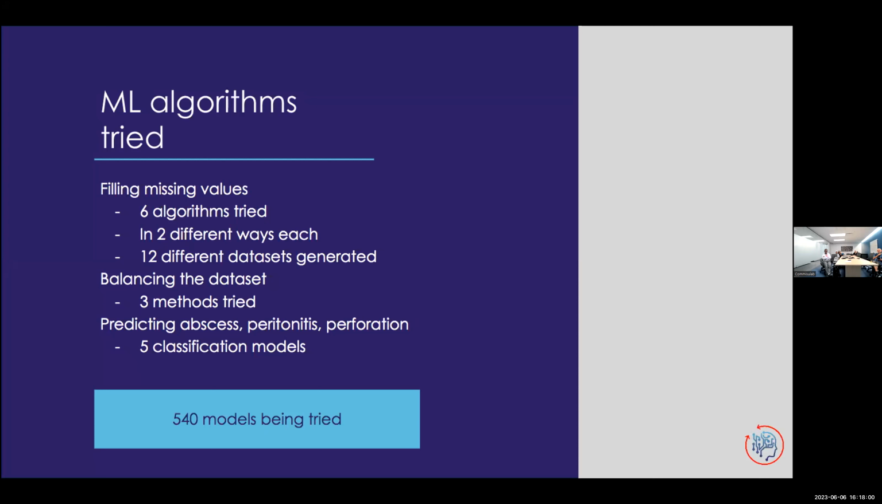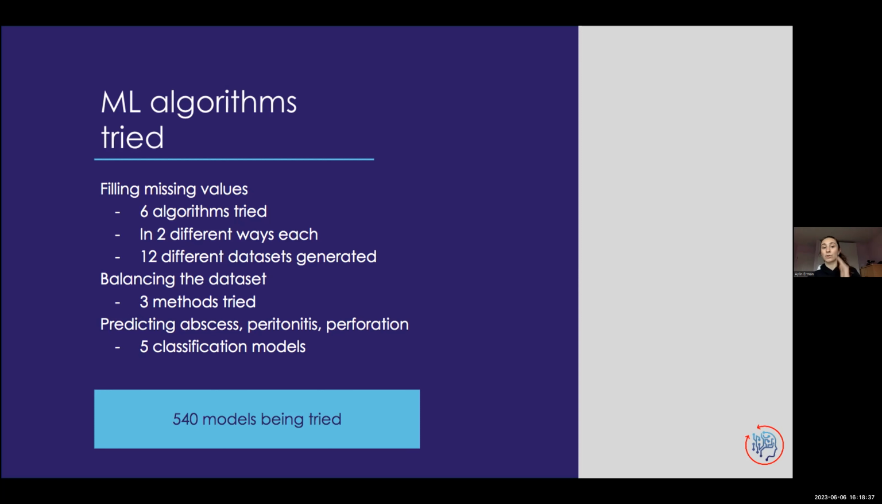For the machine learning algorithms that I've tried to fill in the missing values, 6 different algorithms were tried in 2 different ways each. I'm not going to go into the 2 different ways, just to keep it simple. But what you need to know is that there are 12 different data sets generated. If you use a different machine learning model, it'll potentially predict things in different ways, and so produce different filled in data sets. Then for balancing the data set, there are 3 different methods that we've tried that I'll talk about in a bit.